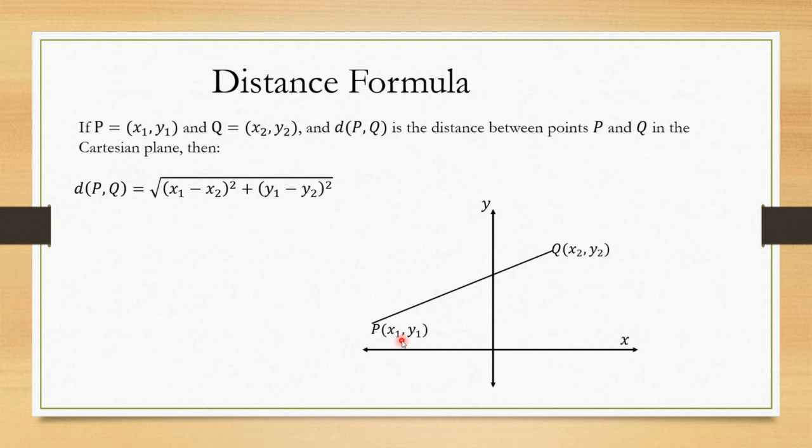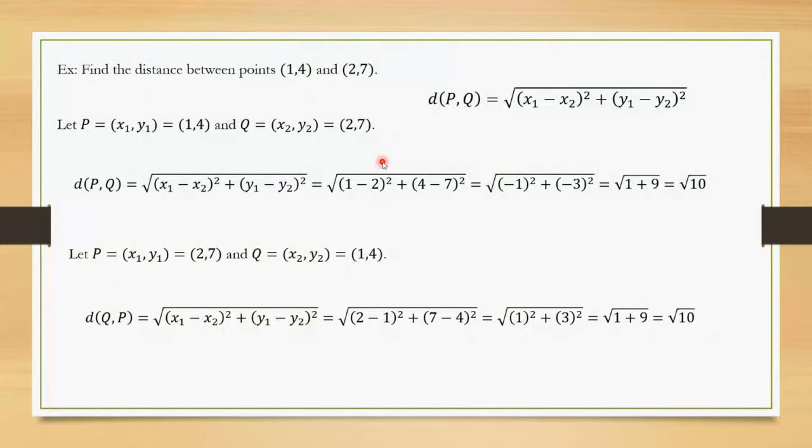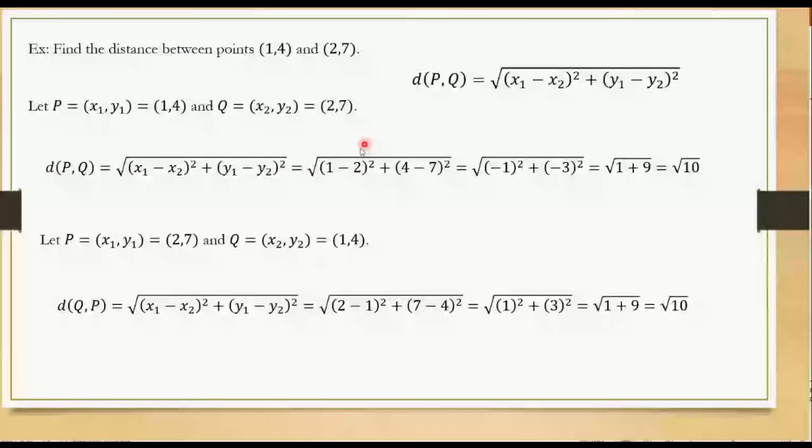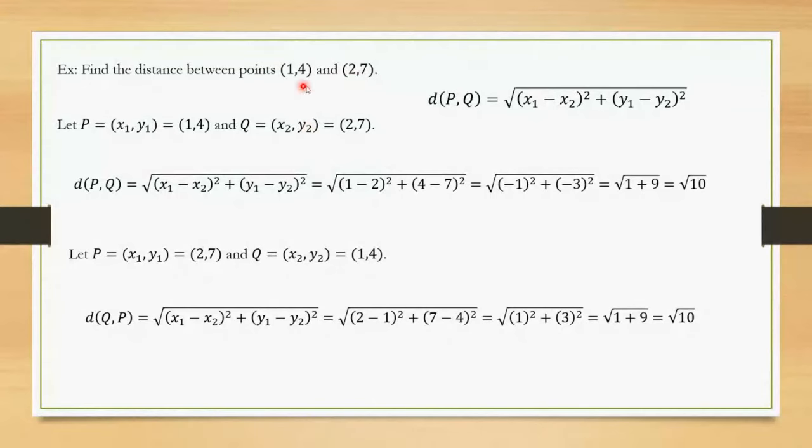I did plot P and Q as if they look like this, but of course that doesn't have to be the case. Let me illustrate what I'm trying to say with an example. P and Q could be the same. In that case, the distance would be 0. So for instance, let's find the distance between points (1, 4) and (2, 7).